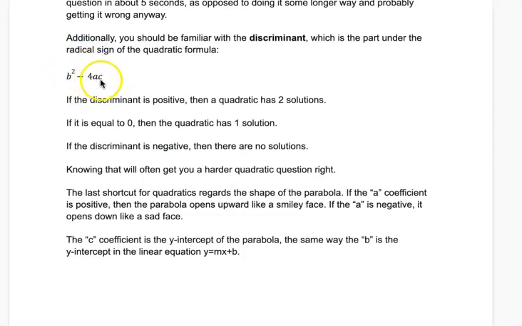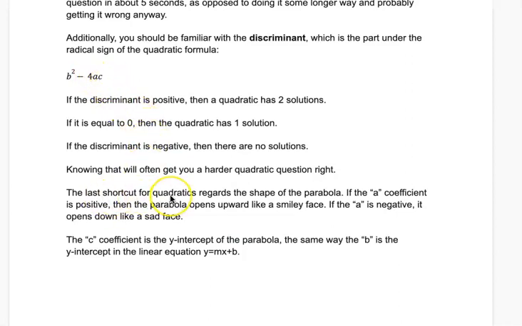If b squared minus 4ac is a positive number, then the quadratic has two real solutions. It doesn't mean that they're rational or irrational, they're just real, okay? If b squared minus 4ac equals 0, then the quadratic has one solution. And if b squared minus 4ac, the discriminant, is negative, less than 0, then there are no solutions, okay? So you want to remember that, okay? If it's positive, two solutions. If it's 0, one solution. If it's negative, no solutions, okay?